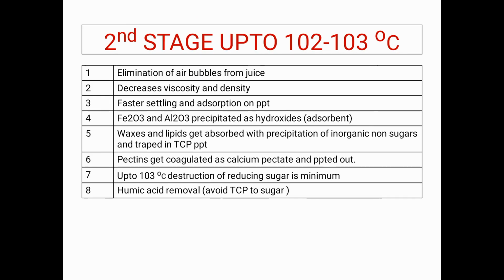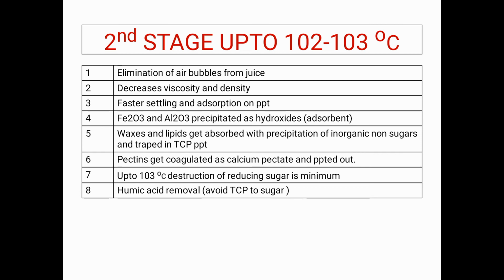Now we'll come to the second stage, heating. After sulfitation or defecation, we have to heat up to 102 or 103 degrees Celsius. The reasons are that this eliminates air bubbles from the juice and decreases viscosity and density, and then it will allow faster settling of the muddy juice, whatever mud precipitates have already been formed.